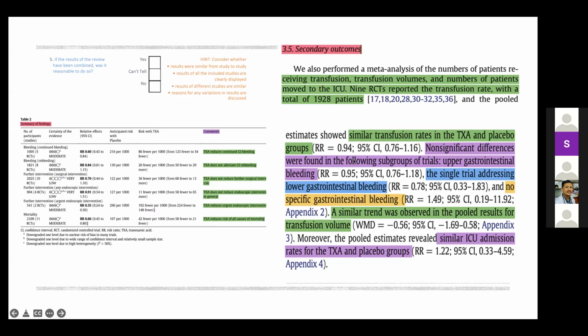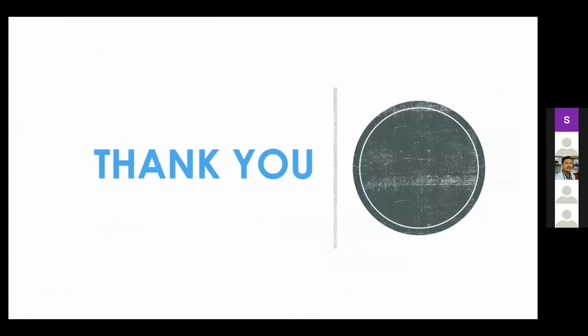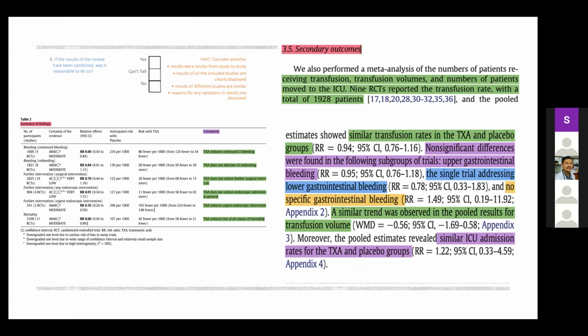Non-significant differences were found in the following groups: the trials on upper gastrointestinal bleed, and the single trial addressing lower gastrointestinal bleed. A similar trend was observed in the pooled result for the transfusion volume, and a similar ICU admission rate for the tranexamic acid and placebo groups. So I think they have combined the reports for every paper. What do you think, Sarah?